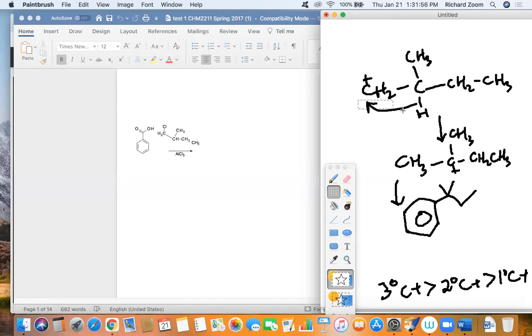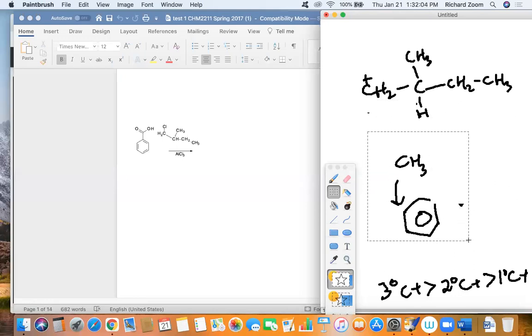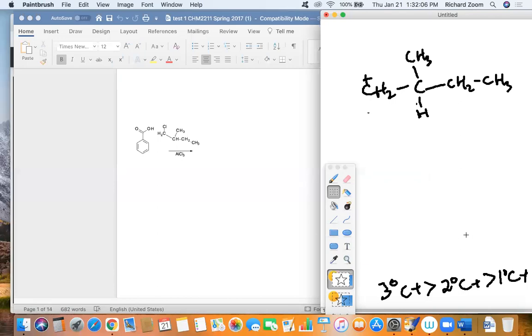Let's do the secondary one just for kicks, because people were talking about it. I suppose, yeah, we could just do a methyl shift. We can do that, like that.